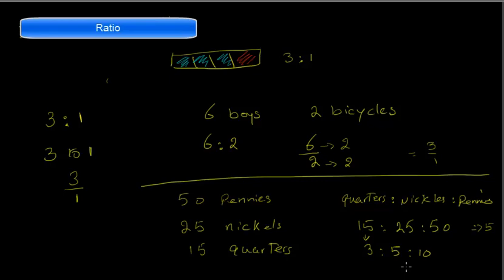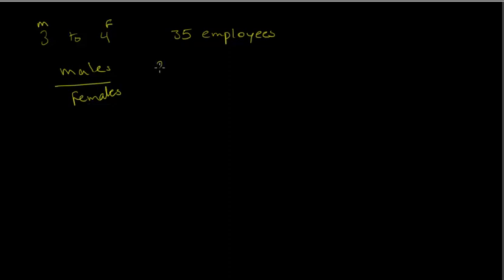Now, let me first clear the screen. Now, what if I told you the ratio of male to female in an office is 3 to 4, in an office where there are 35 employees? Right? This is our male and this is our female. Someone might ask you, how many females are in the office? You can also write this as male to female. We know the ratio is 3 to 4.